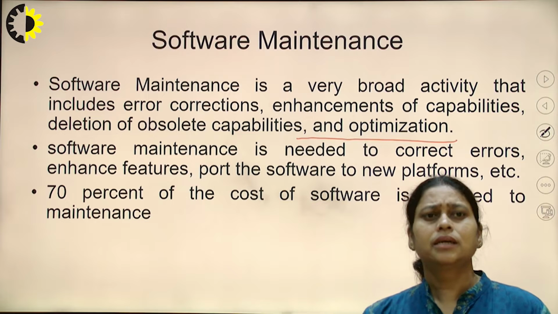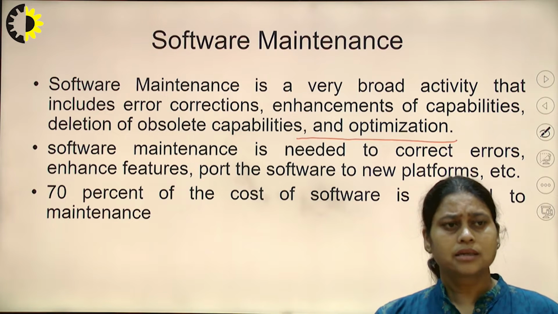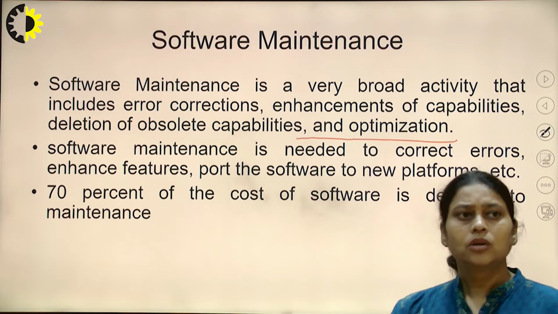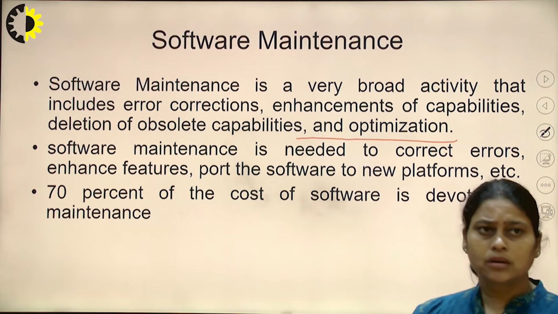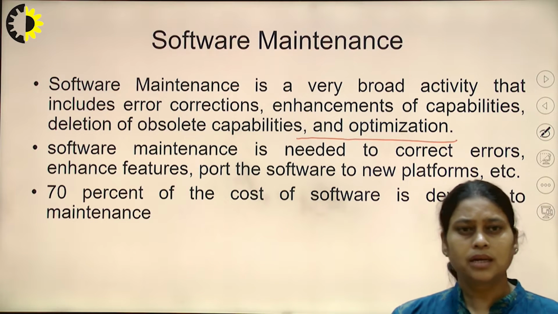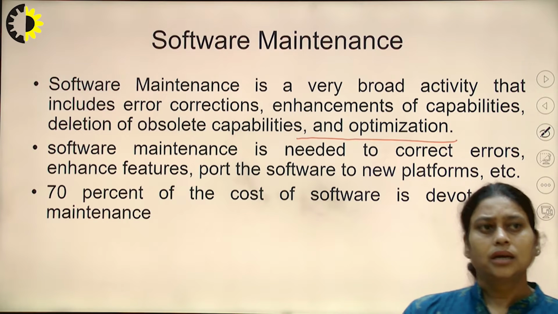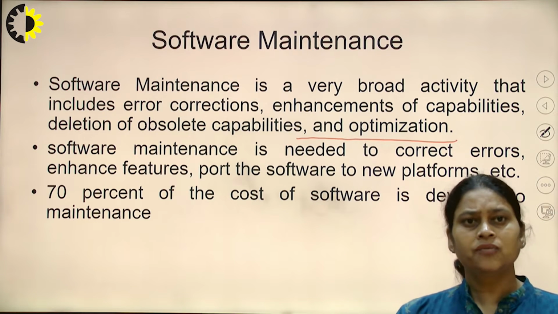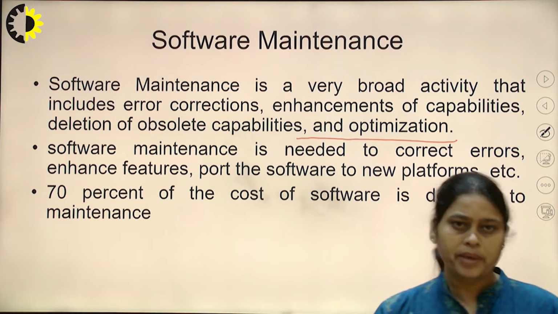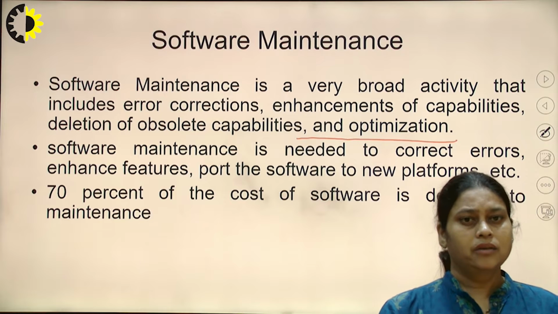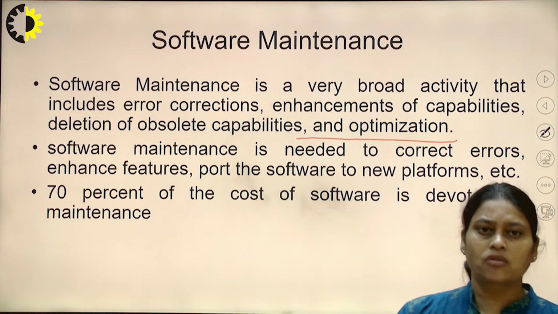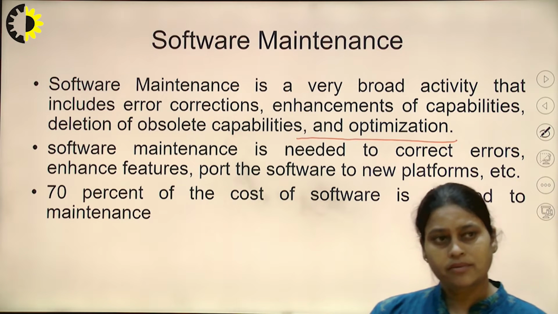Software maintenance is needed to correct errors, enhance features, and port the software to the new platform. So when we apply software maintenance, the purpose is to correct some errors, enhance some features in existing software, and port the software into the new platform, etc. And the cost involved in software maintenance is about 60 to 70%.